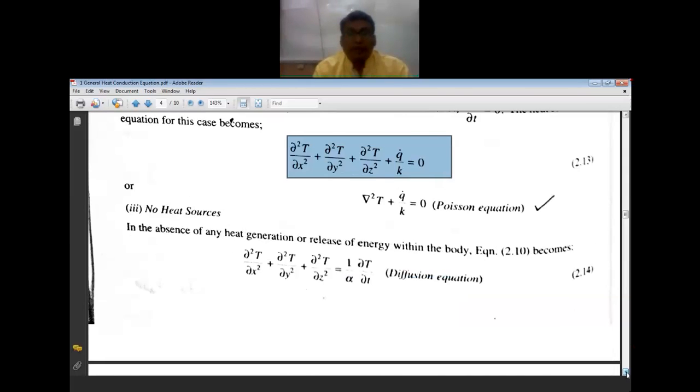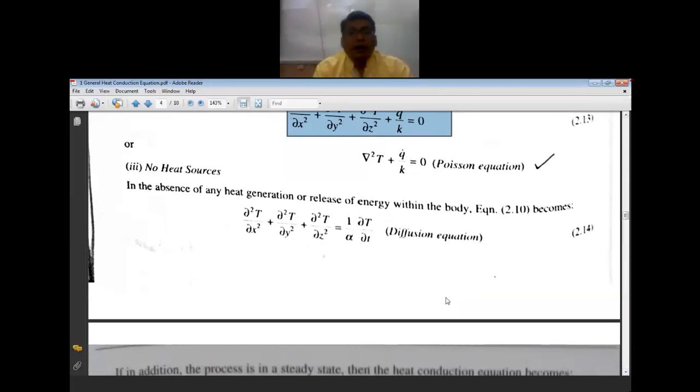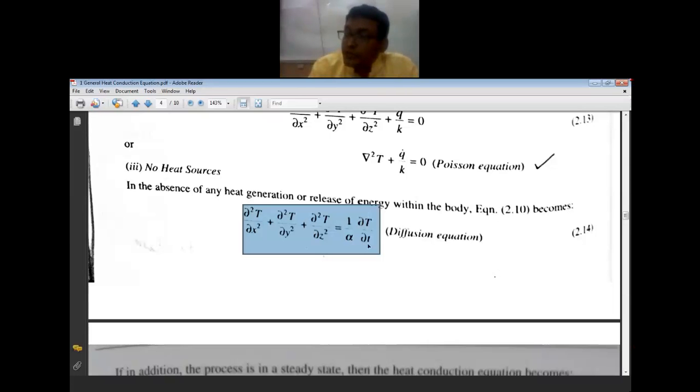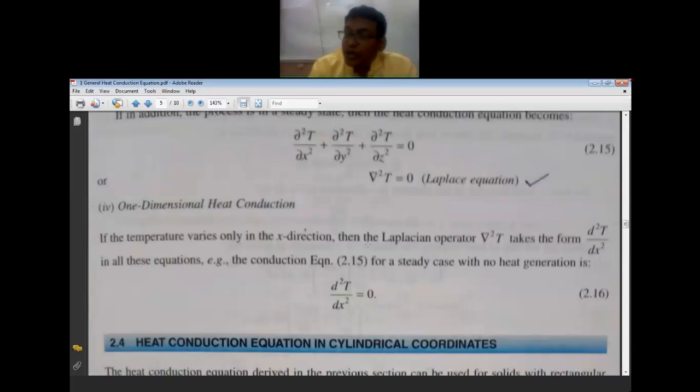That is one condition. Then, with no heat source, the Q dot term becomes equal to 0. The remaining terms are the diffusion term and the unsteady state term. That is the diffusion equation, and this diffusion equation is also called the Fourier equation.